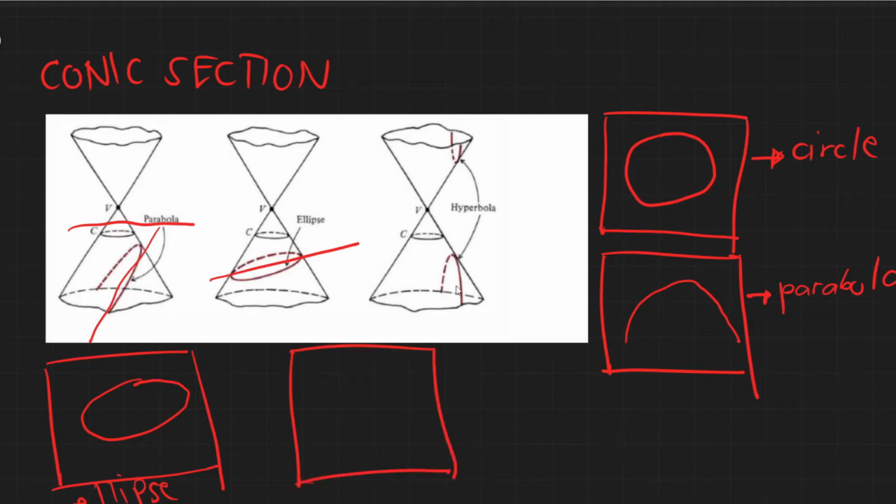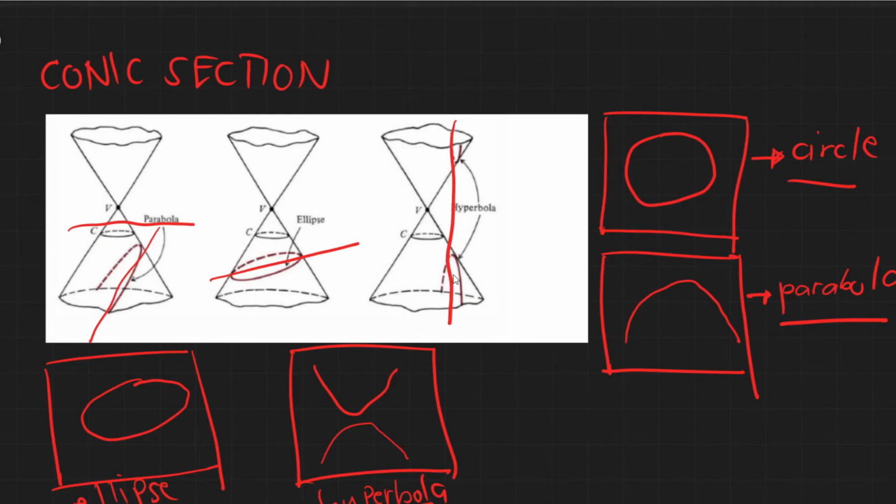Next is this one. So let me draw. When we have oriented our intersecting plane in this way, the resulting figure of the intersection of the plane and the cone looks like this one. The resulting figure is called a hyperbola. These four, the circle, the parabola, the ellipse, and the hyperbola, are called conic sections. Each curve looks different, and each curve has its own characteristics.